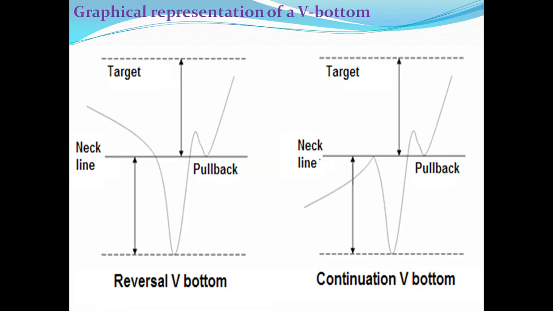So you can realize the difference between these two. Here it is a reversal from downtrend to uptrend, and here you see continuation, meaning it was going in an uptrend, then again a downtrend, then it came back and retested the resistance, and it has gone. So this is the difference between the reversal V bottom and the continuation V bottom. There are two patterns in V bottom.